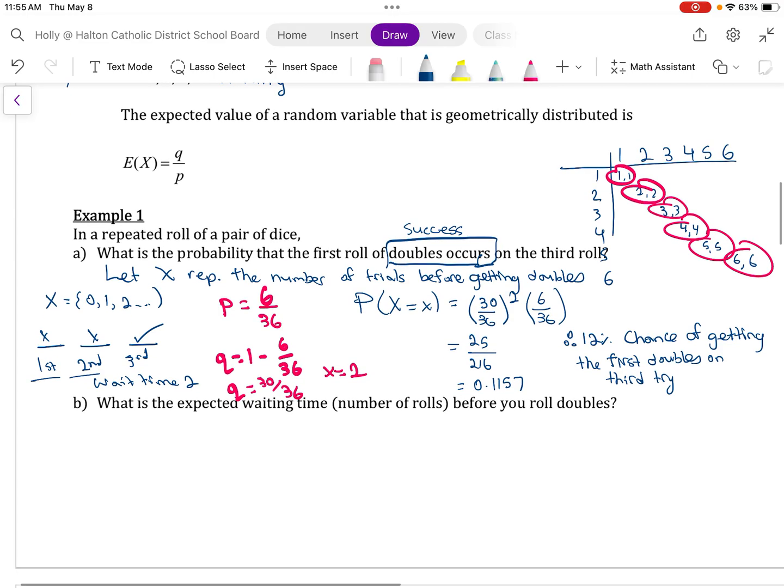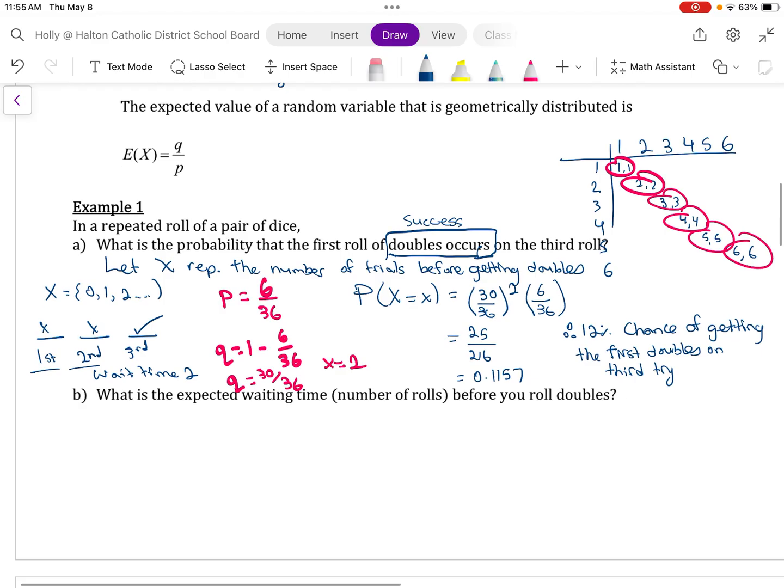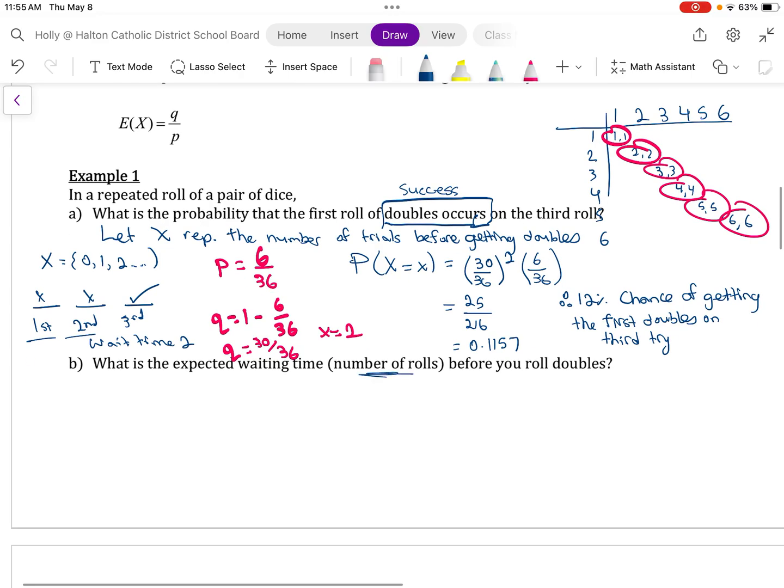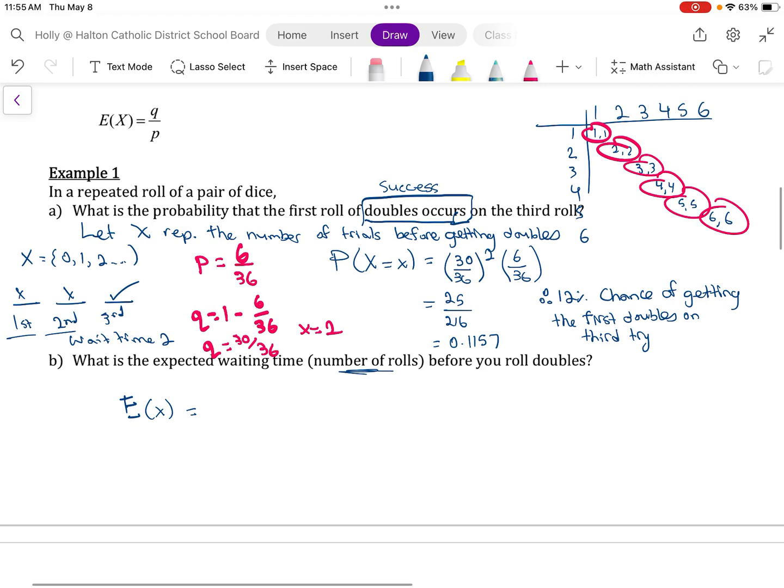And now we're looking for what is the expected wait time, the number of rolls before you roll doubles. So the expected wait time, so if I was just rolling the 2 dice, I'm trying to figure out how many rolls it will take before I get it. Remember, this is not probability. So I take my failure over P.